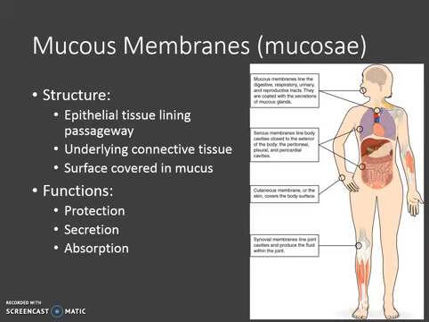secretion, so they might secrete things like mucus as well as some other body fluids, and absorption. So for example, your small intestines are where the majority of your nutrient absorption occurs. And it's mucous membrane that the nutrients are in touch with as the food is making its way through the intestines.